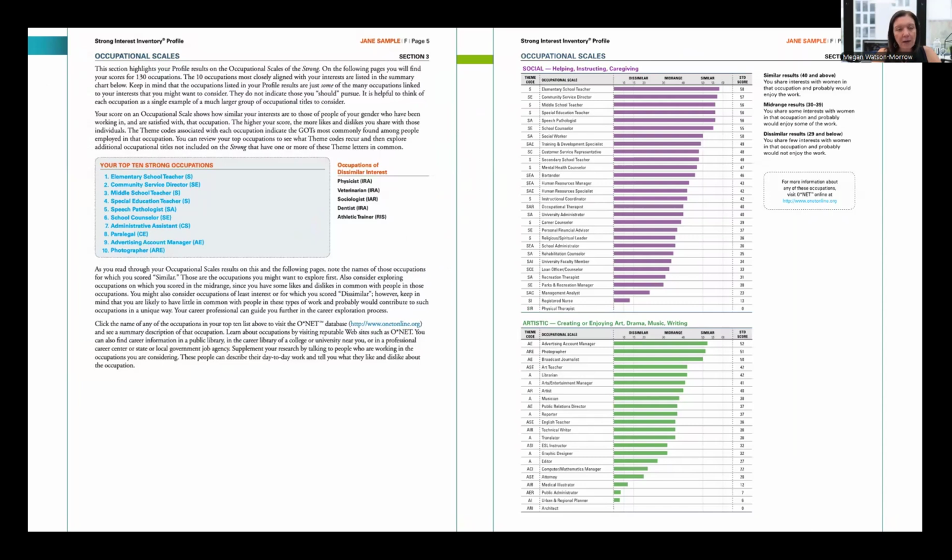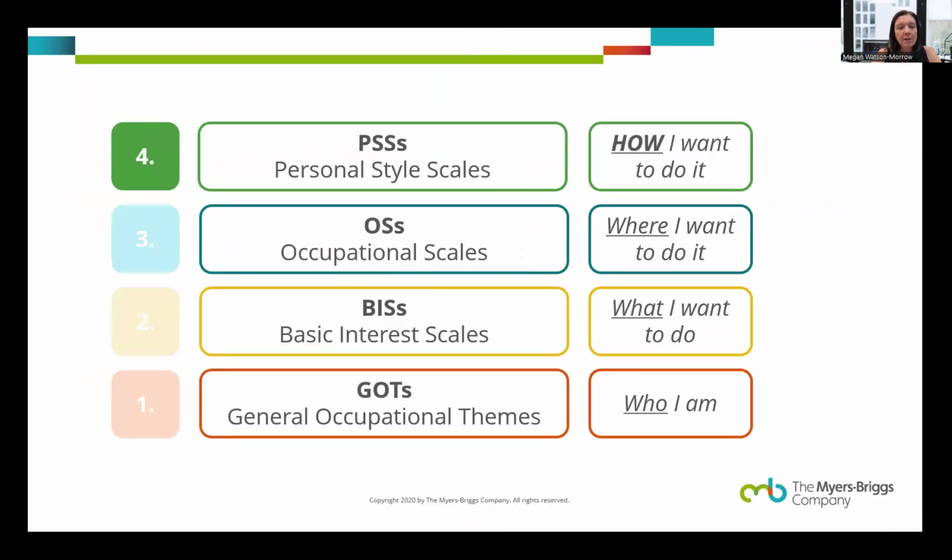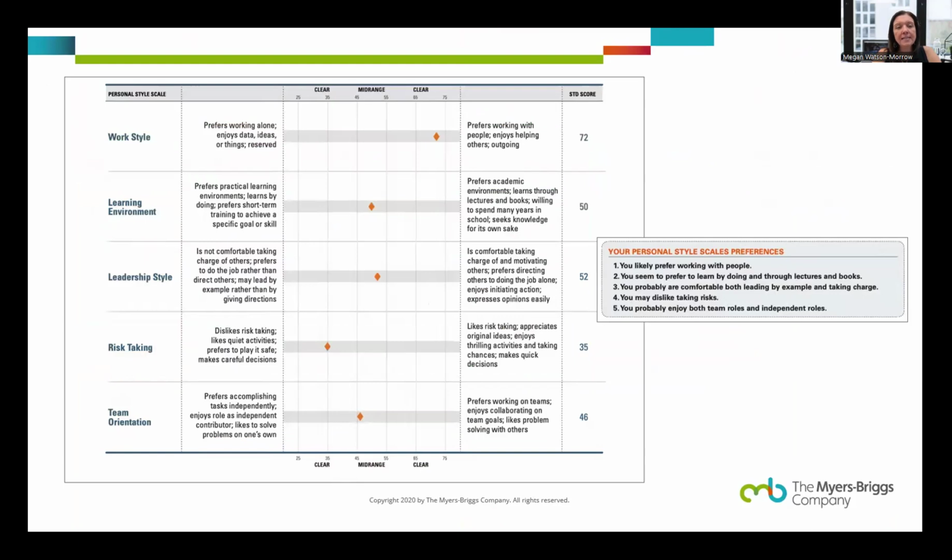All right, so this is the where you would like to work. Now your personal style scale is how. When you look at this, you'll see these little dots. This is the how you like to work. Now, yours might be a little bit more midstream because maybe you just don't have as much experience just yet.